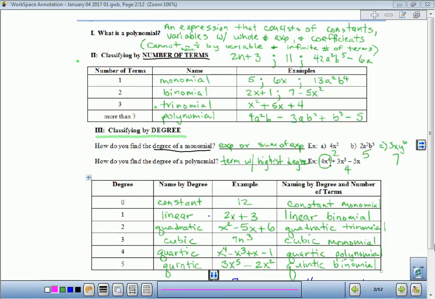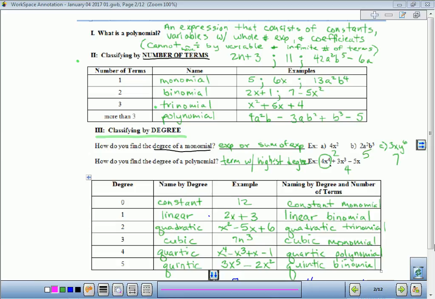Okay, so a polynomial is an expression that consists of constants, variables, with whole number exponents and coefficients. So we cannot have division by a variable, and we will not have an infinite number of terms with a polynomial. It's a finite number of terms. So what I have are some examples of polynomials, like 2n plus 3 is a polynomial. The number 11 is a polynomial. 42a squared b to the fifth minus 6a, that's a polynomial.